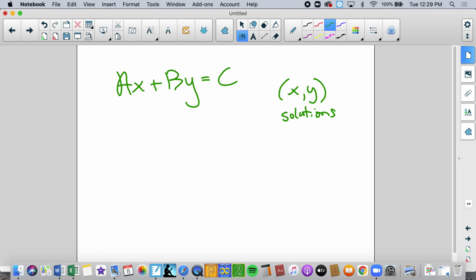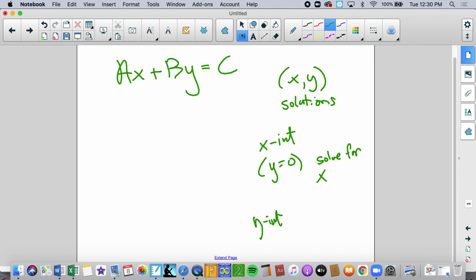Now, we can find the x-intercept when we plug in 0 for y. So we plug in 0 for y and then solve for x. That would end up giving us the x-intercept. And if we wanted to find the y-intercept, you're going to plug 0 in for x and solve for y, and that would provide you with the y-intercept. So we like that. That's very beneficial.